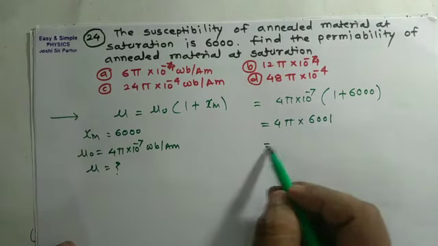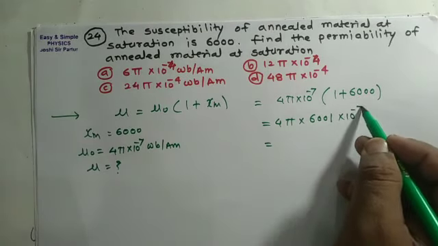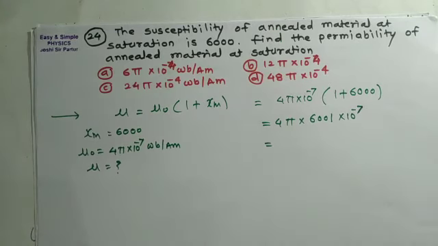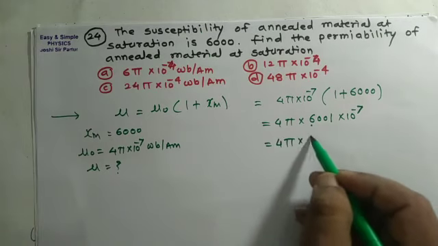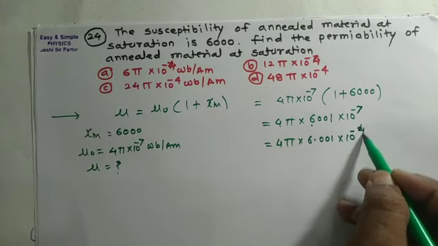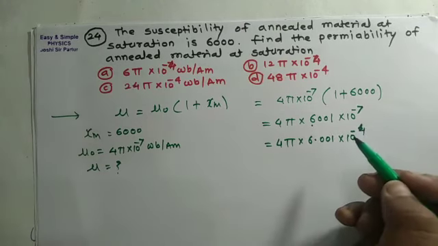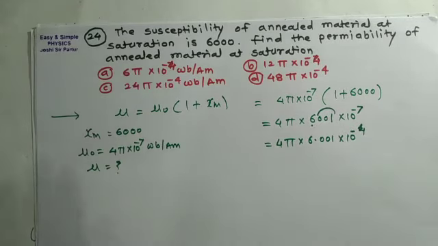That is into 10 raised to minus 7. So here, if we substitute the values, we can use 4 pi into 6.001 into 10 raised to minus 4, because here the decimal point is shifted by 3 digits.